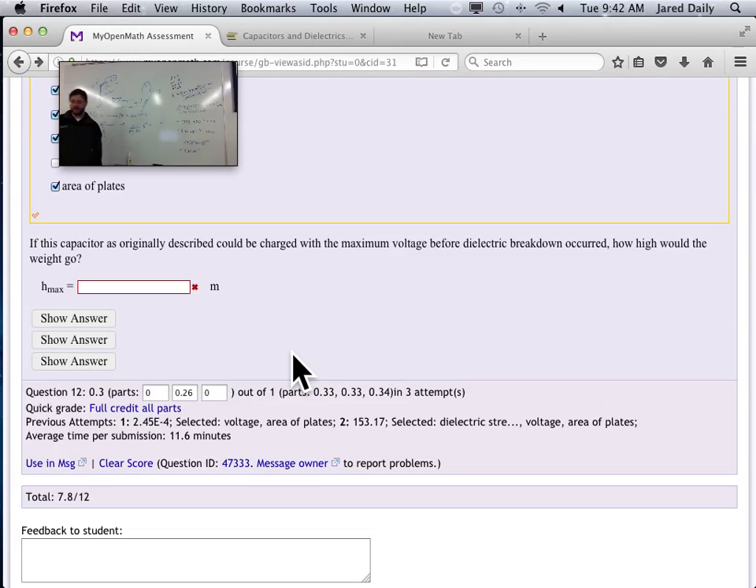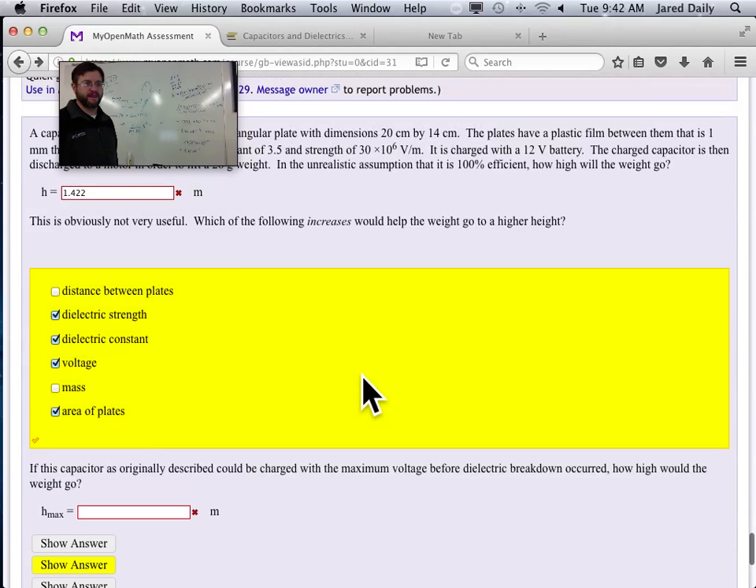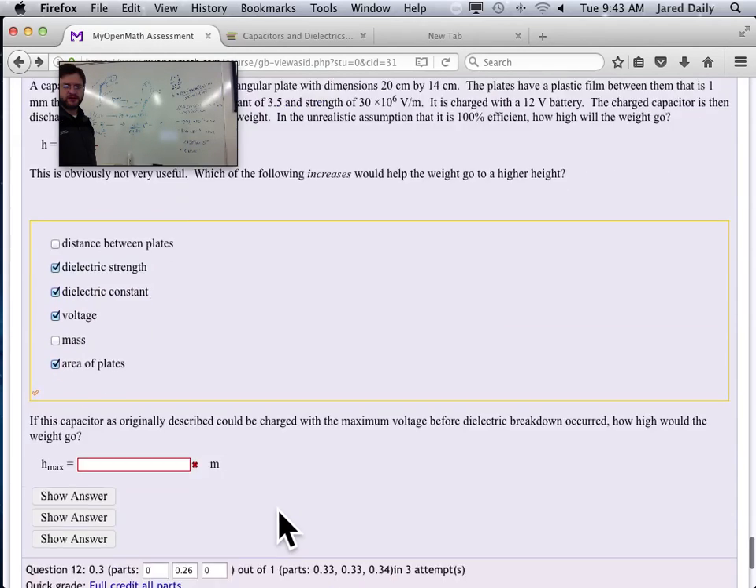That's good. Hey, go up to my choices. Alright, why is that wrong? Which of the following increases would help the weight go to a higher height? It's not wrong. It's correct. Why is the marks wrong? Let's see here. Well, it's not marked wrong. The check mark says it's correct. No, the green is correct.